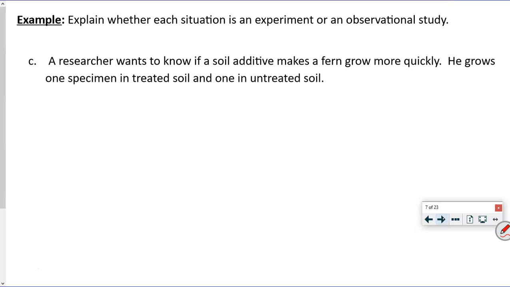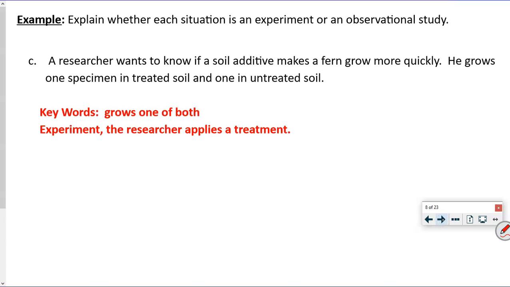Our next one: a researcher wants to know if a soil additive makes a fern grow more quickly. He grows one specimen in treated soil and one in untreated soil. So what do y'all think about this one? Keyword: grows one of both. Yes, so it's an experiment. The researcher applies a treatment. So basically, if one has the treatment and one doesn't, then that's when we're going to say it's an experiment.